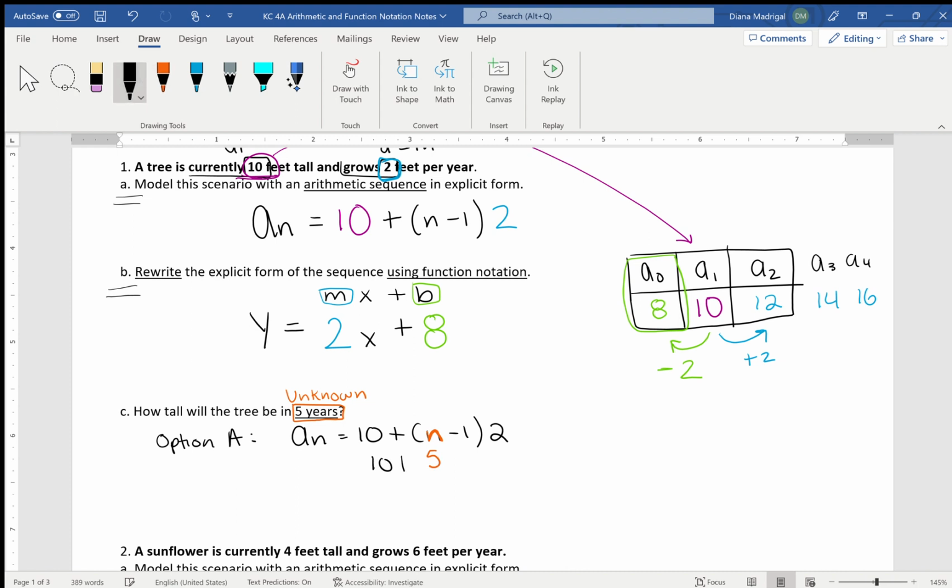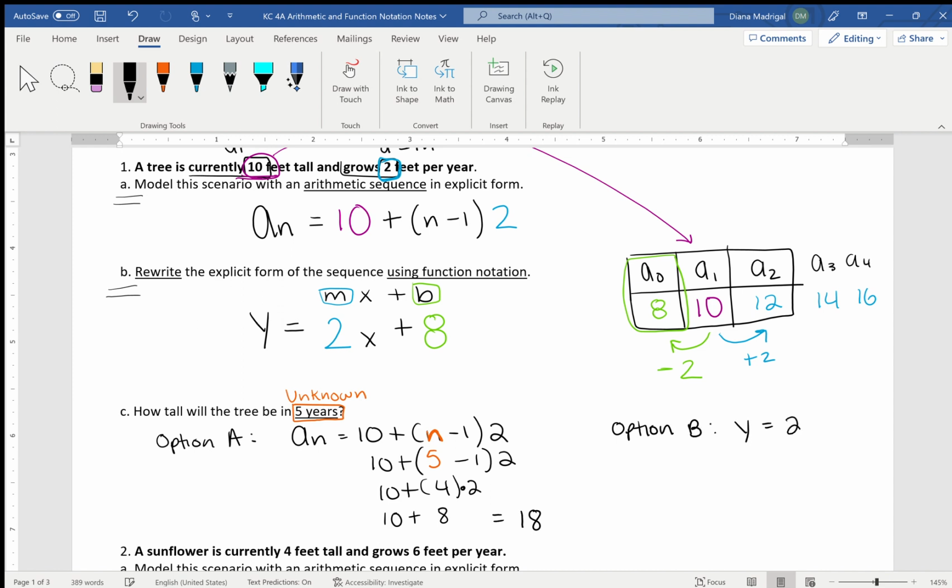So I have 10 plus 5 minus 1 times 2. 5 minus 1 is 4. So now I have 10 plus 4 times 2. I need to multiply 4 times 2, which gives me 8. So 10 plus 8 gives me 18. So my answer is 18. The tree will be 18 feet tall in 5 years. Okay, option B.